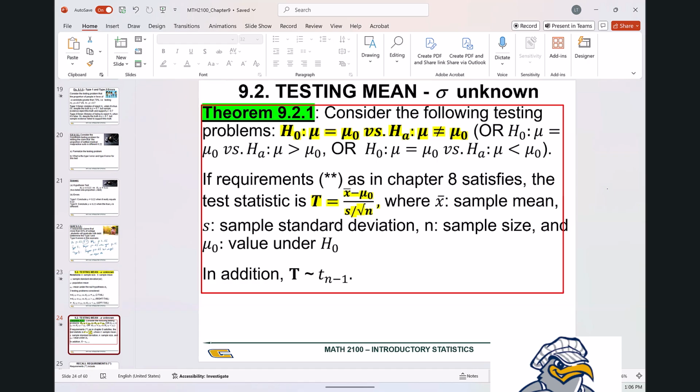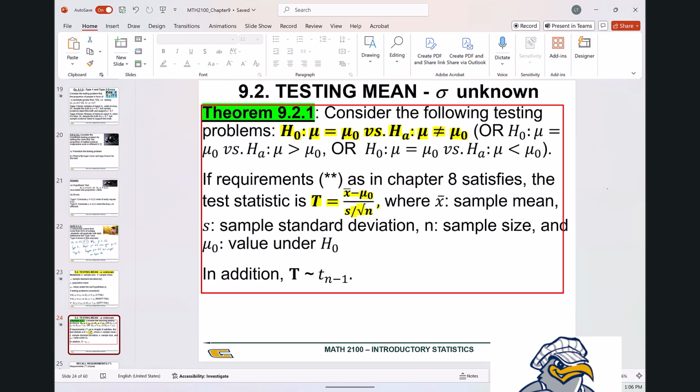H naught mu equal mu naught versus HA mu less than mu naught. So if the requirement 2 star, as in chapter 8, right? So we have that in chapter 8. We'll put it here in the next slide, but they just follow the same. Okay. So testing and confidence interval, they are just kind of 2 directions. Okay. They can be translated back and forth.